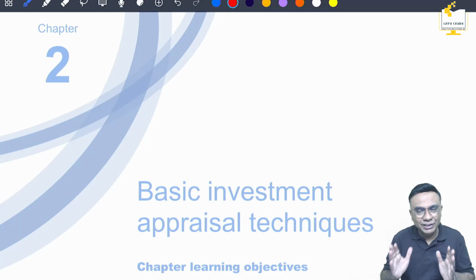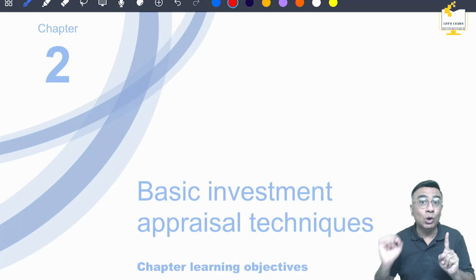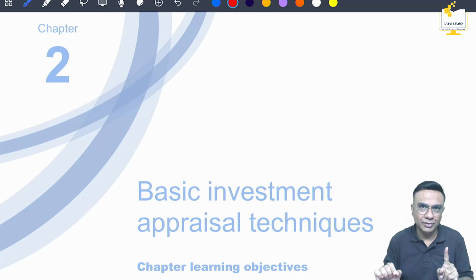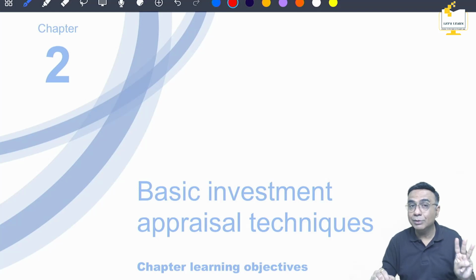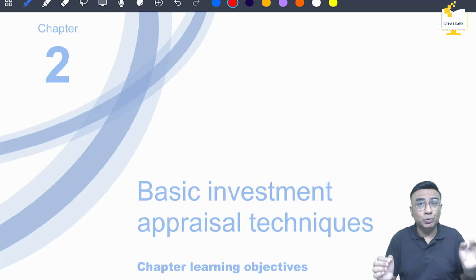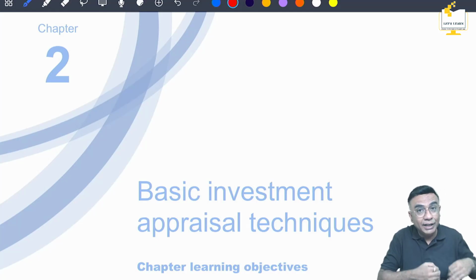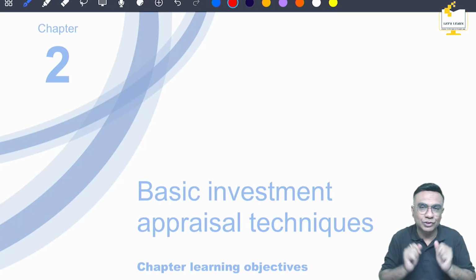So why are these decisions important? I said three reasons. Number one, these decisions are long-term in nature. Number two, they involve huge money, huge funds. So the decisions are important. And number three, these decisions are irreversible. Once these decisions are taken, if you try to reverse them, there will be a loss.